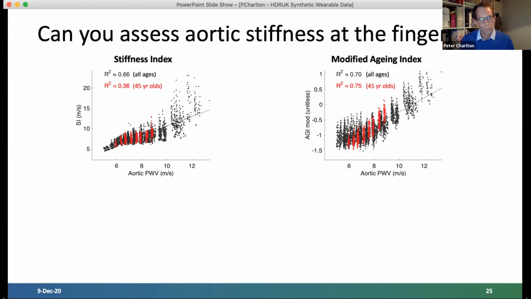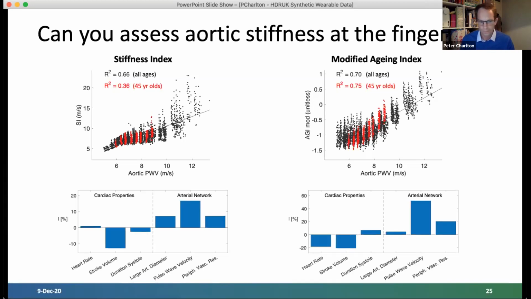However, we found that the stiffness index had greatly reduced performance if you only considered subjects from one particular age range. So for instance, if you were presented with a middle-aged subject and you wanted to know whether or not they were at elevated cardiovascular risk. In contrast, on the right, the modified aging index had an even higher coefficient of determination for that one age range. And the database allows us to look at why this is the case.